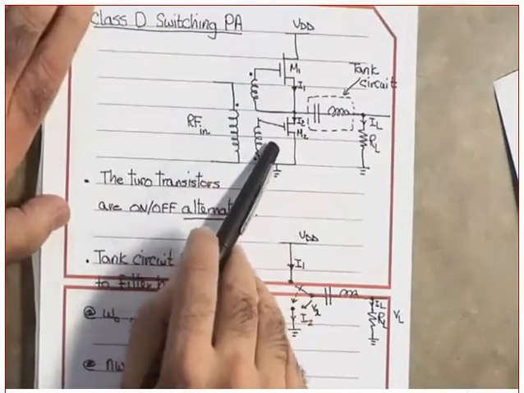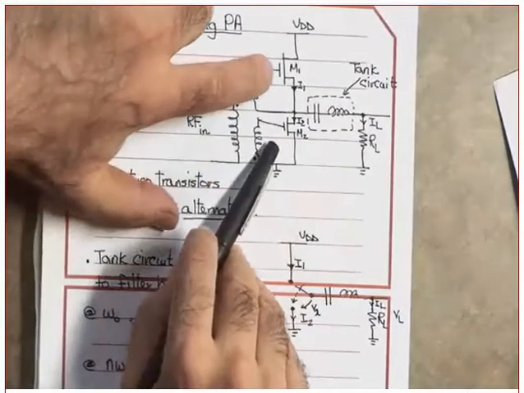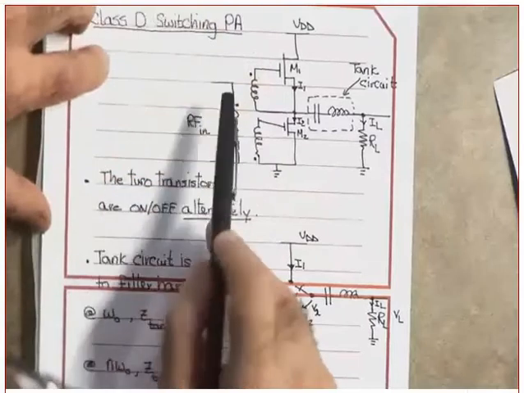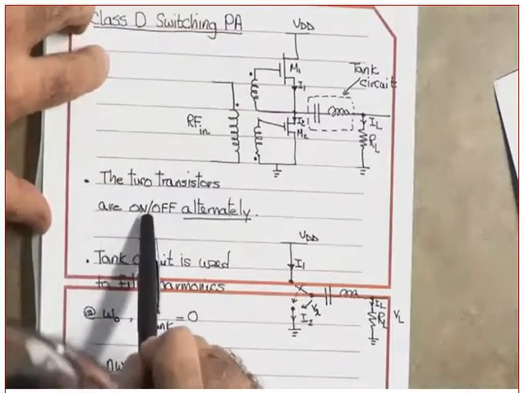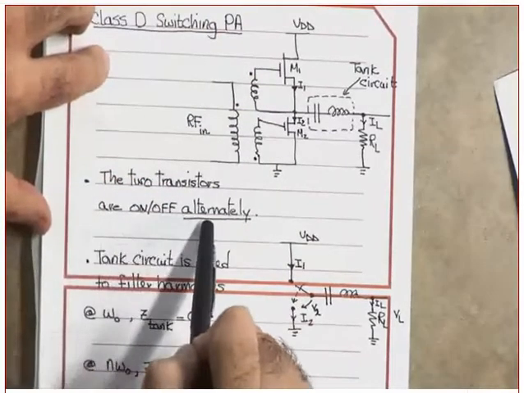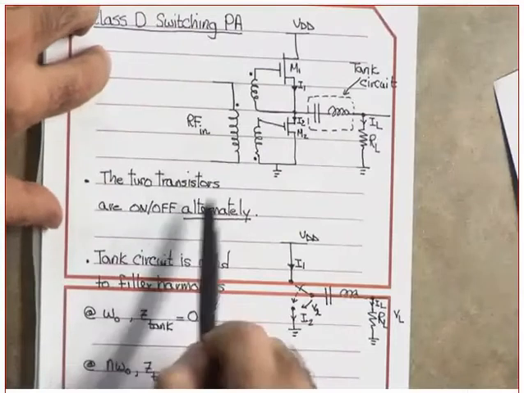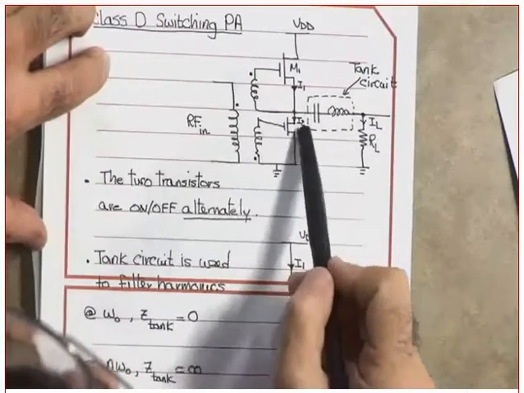This one now is a what? Both of them are NMOS. But keep in mind, the two transistors are on or off alternately. Now, I want you to concentrate on M2.